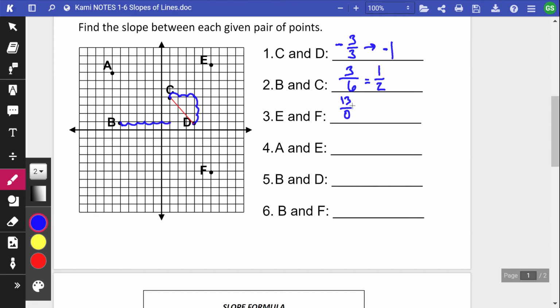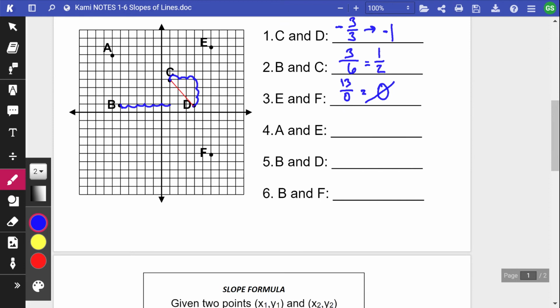And this right here should send up a red flag for everybody. You cannot have a 0 in the denominator. That's a no-no in math. We can't do that. So because it's a vertical line, it is an undefined slope. To make it undefined, we write a 0 and then put a slash through it. That's how we write undefined in math. It's a 0 with a slash through it. Example number 4, A and E. Okay, so A and E.